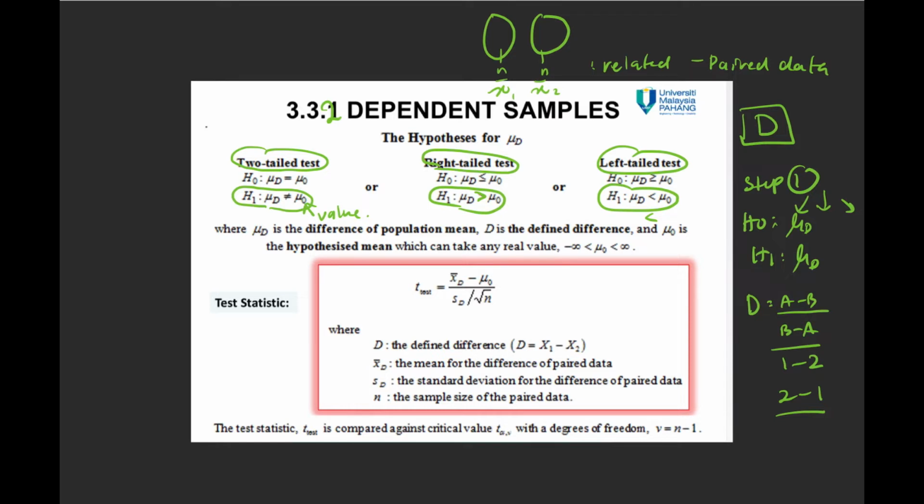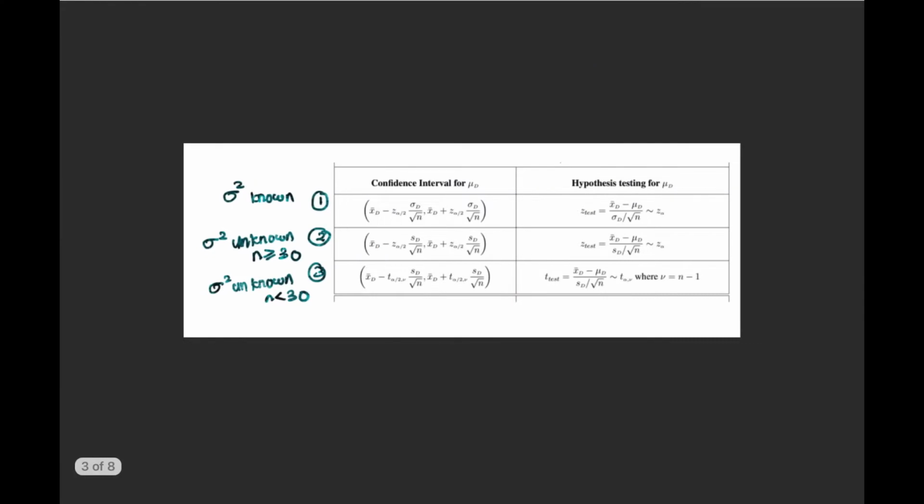Right. So step number 2 is your test statistic. Test statistic for dependent sample, we will use only one test statistic, which is t-test, where your sample size is less than 30. If you look at here, hypothesis testing for mu D, this one is for step number 2, your test statistic. We will use only this one where sigma is not given and your sample size is less than 30. Use this formula only for dependent sample.